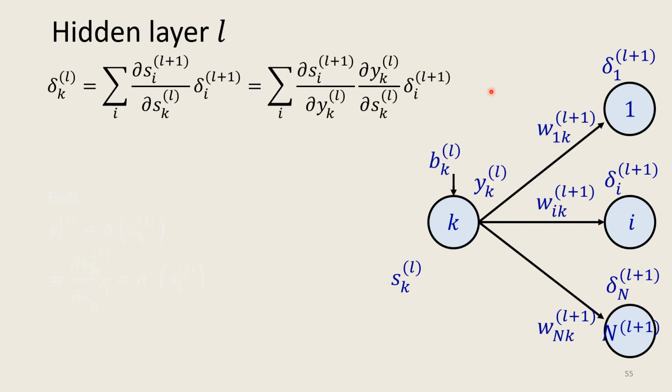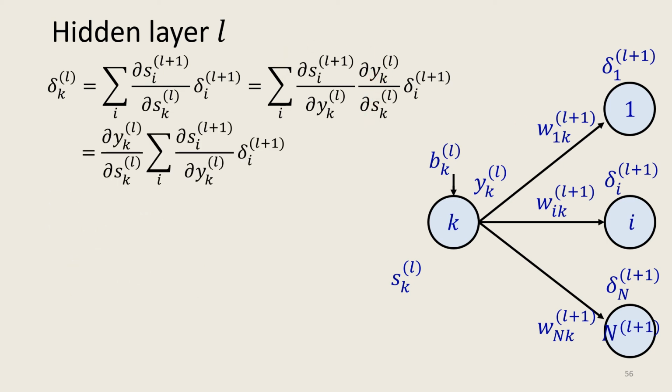This is our current expression that we have. Now, observe that this summation is carried out over all neurons indexed i in layer L plus 1. The index of the summation is i. This factor here is independent of i, so we can take it outside. So this is what we have.